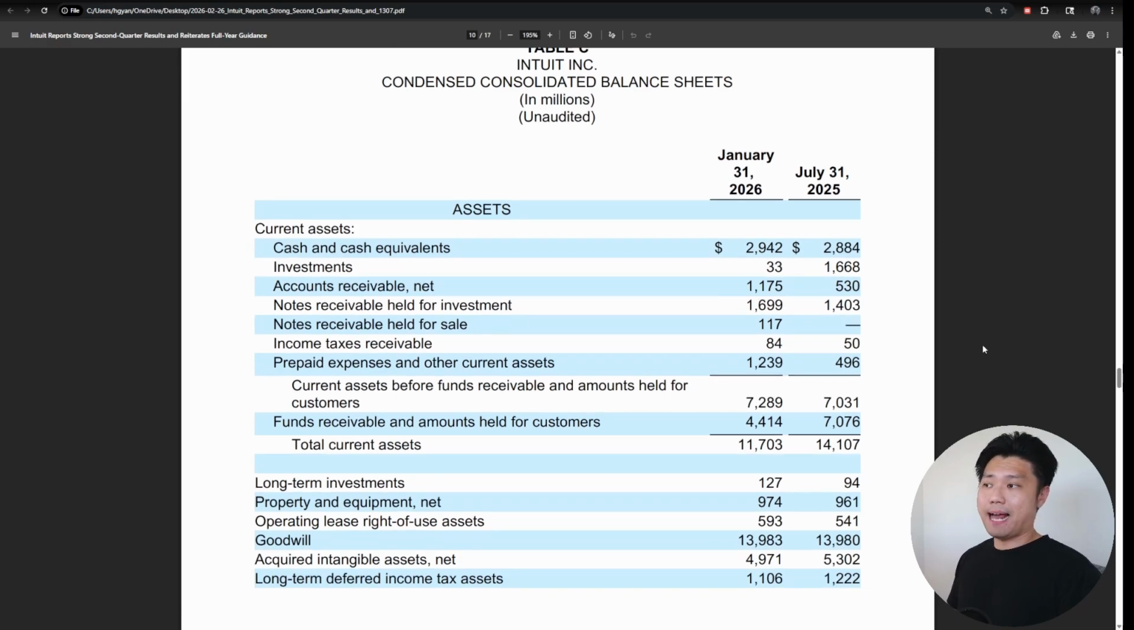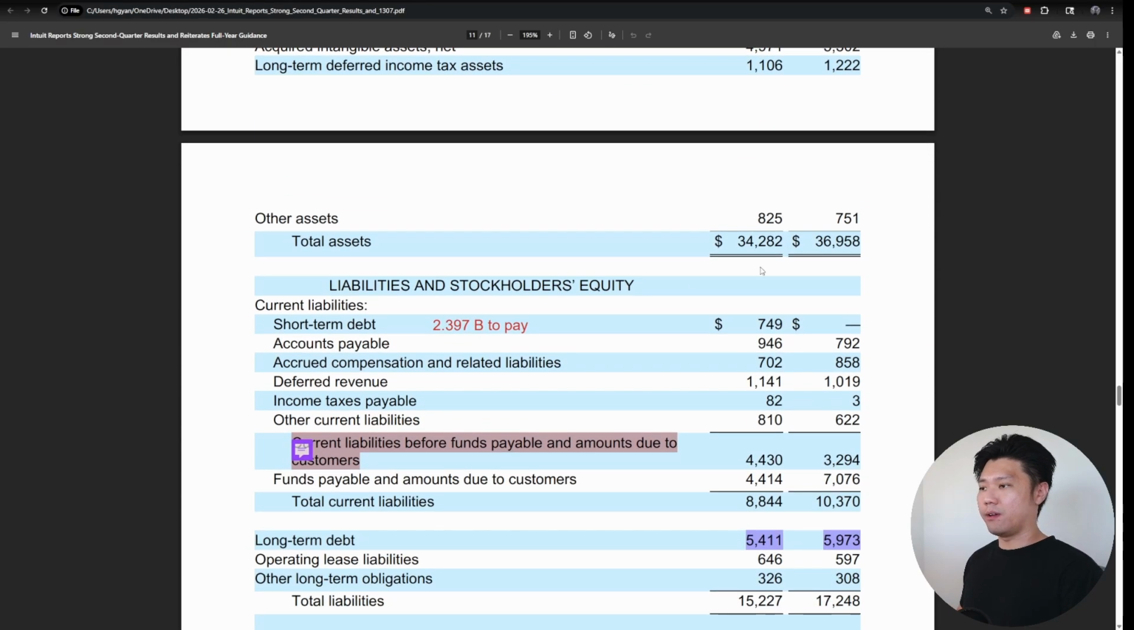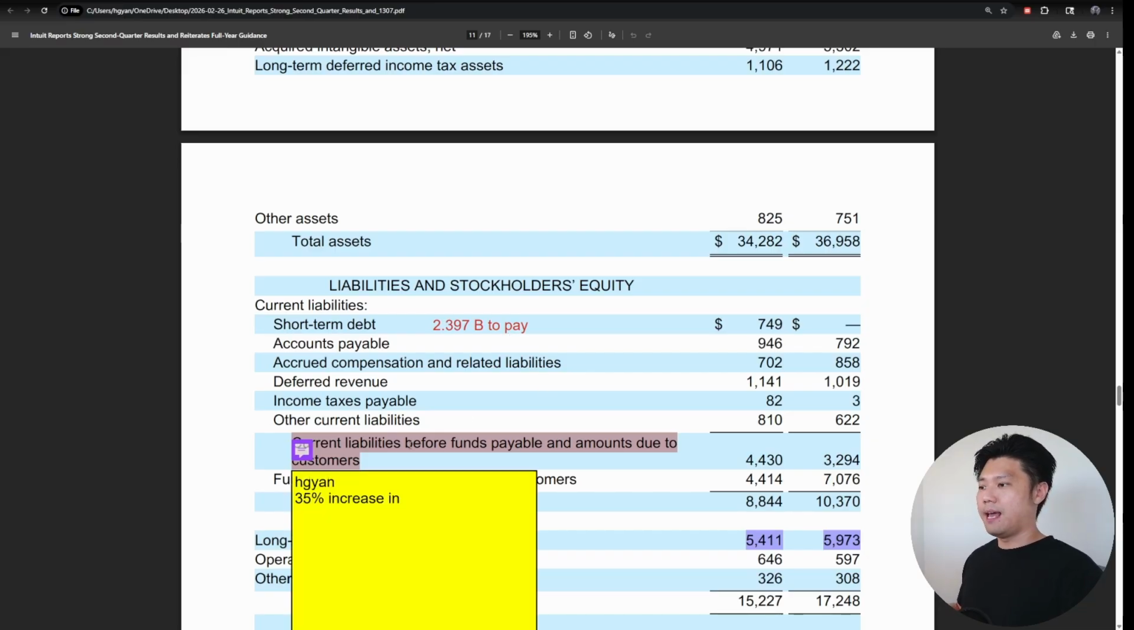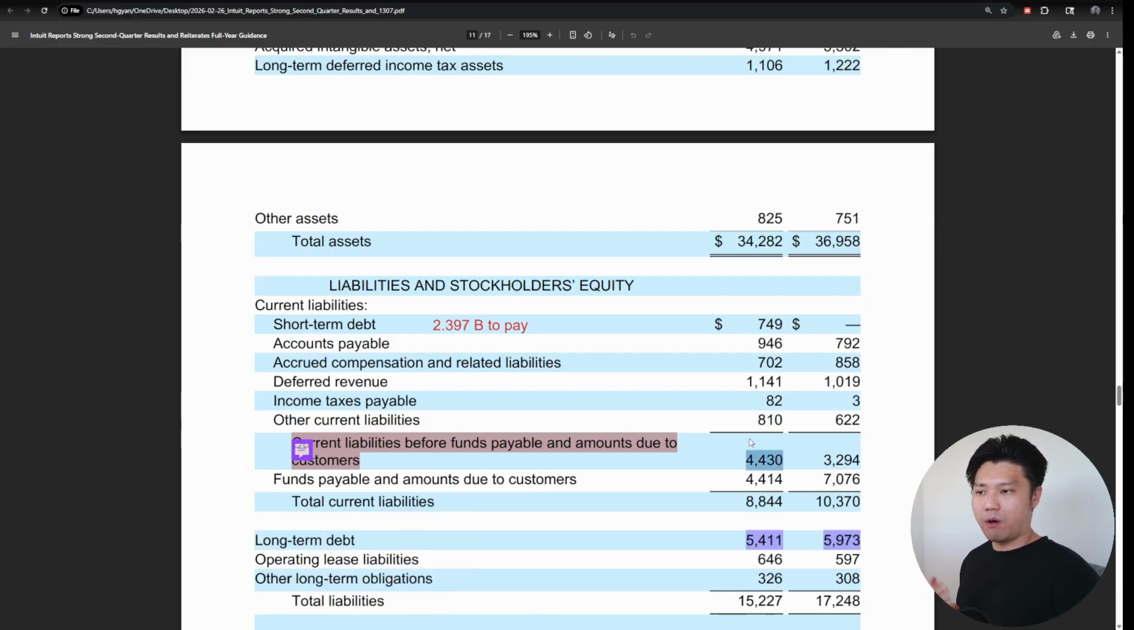Now we're looking at the balance sheet. The balance sheet says that the cash is at $2.9 billion. And if we look at the current liabilities, they have $2.4 billion to pay, which is nothing burger. Basically they have the cash to pay off all of the short-term liabilities. And for these current liabilities, the funds payable just means the tax return that is going back to the customer from the tax revenue, they are holding it for them. We have $4.4 billion on hold.